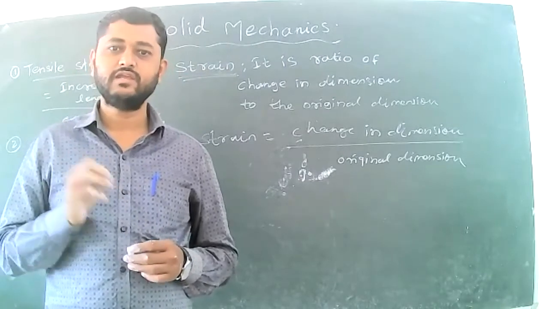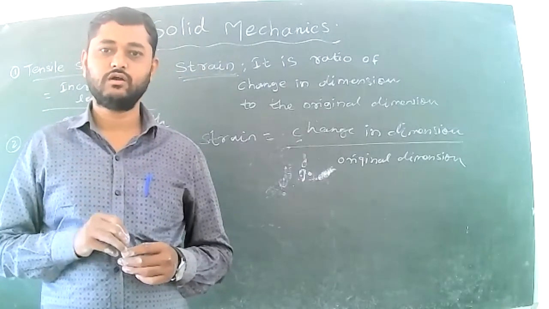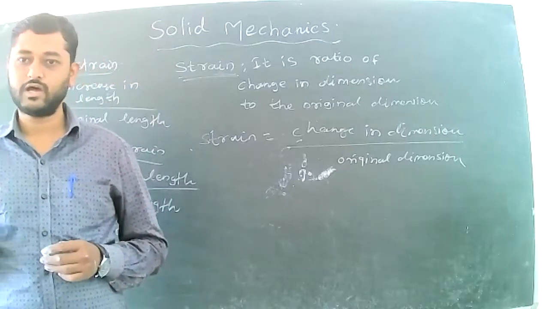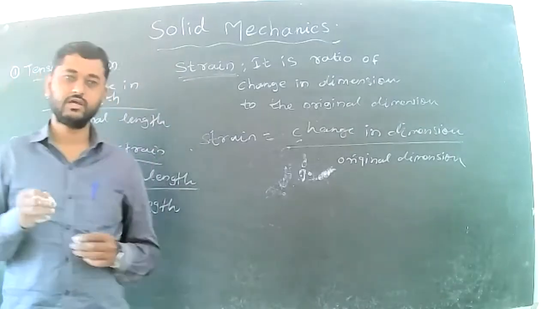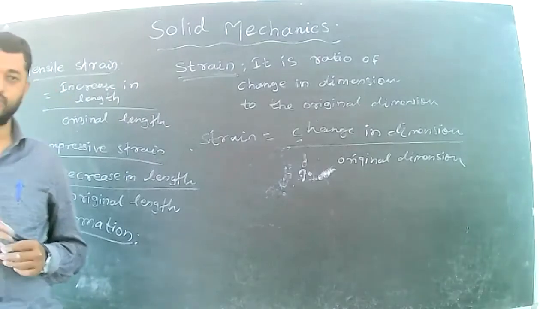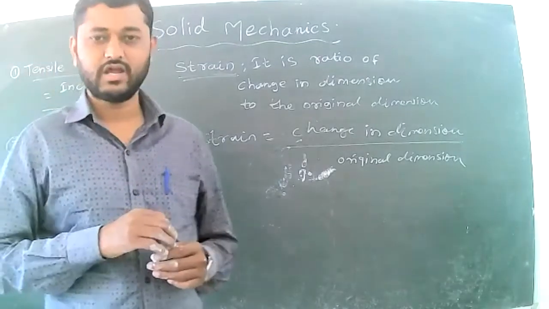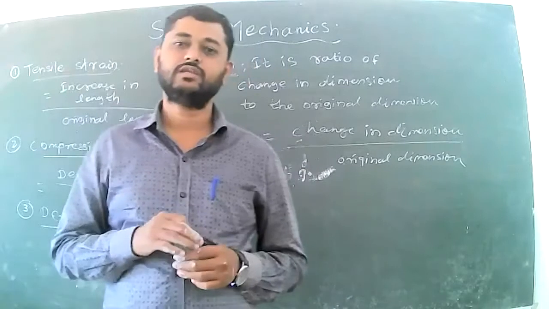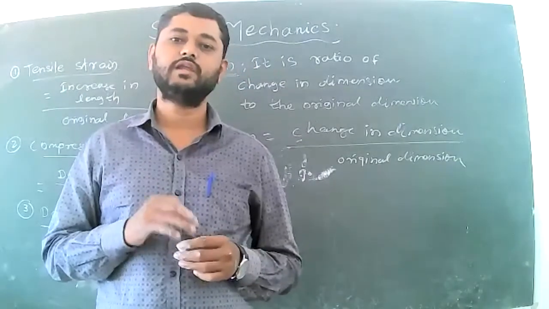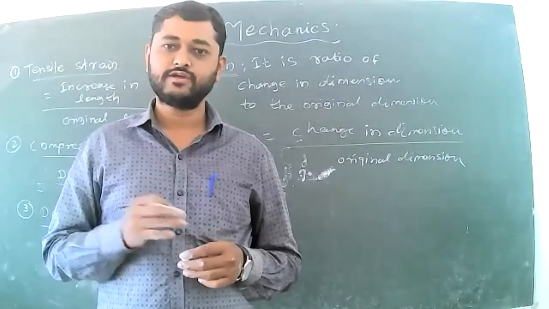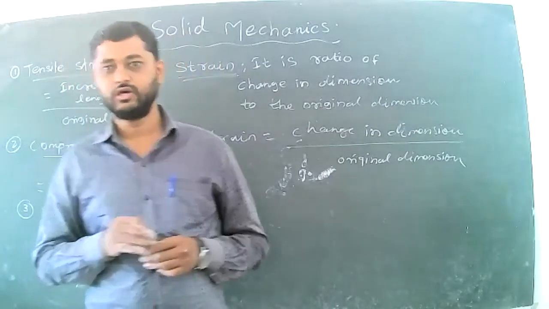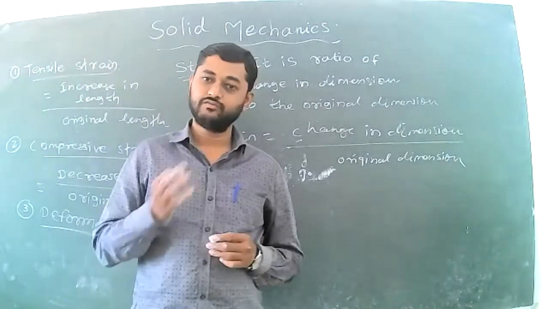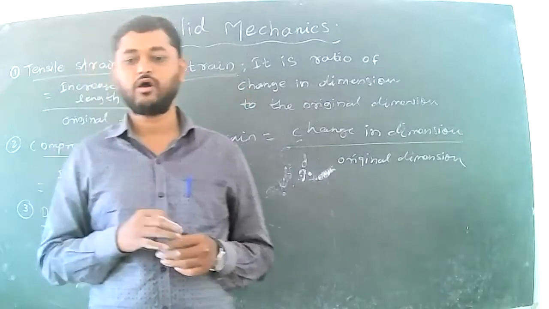So what is strength? Strength is nothing but change in dimension to the original dimension. What are the types of strength? Tensile strength, compressive strength, and deformation. Tensile strength is the increase in length to the original length. Compressive strength is the decrease in length to the original length, and deformation is the third type of strength.